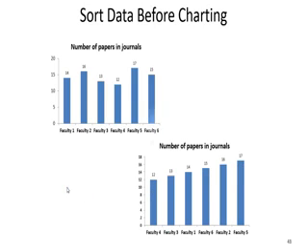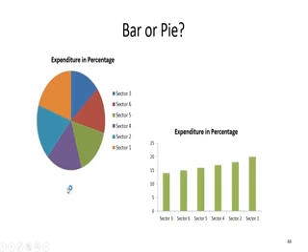So this is the number of papers in journals. It's a bar or pie diagram. Now you see we generally use a pie diagram, and a bar diagram can be used for the same purpose also. Pie has an advantage that if you have a total and want to show the component parts, then you can use a pie diagram.